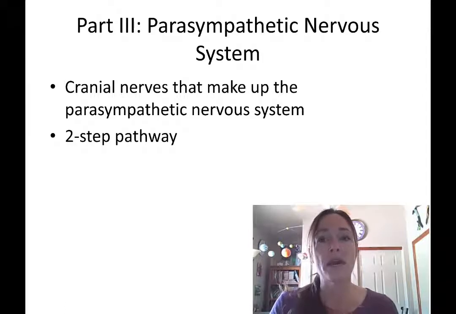So the parasympathetic nervous system works because at the level of the tissues, if we use the heart again as an example, it will release acetylcholine. So if acetylcholine touches the heart, and it's only going to touch the heart through a second neuron on this parasympathetic nervous system, then the heart rate will slow down.